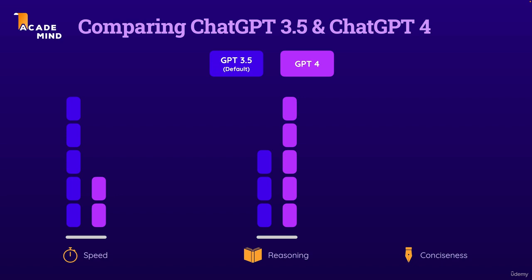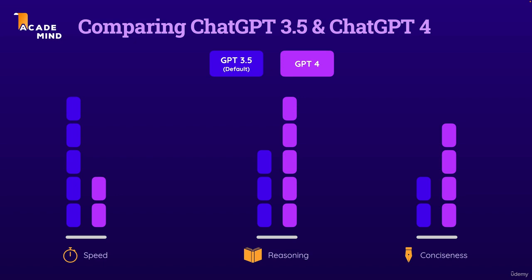The same applies to the conciseness category. There, ChatGPT-4 is also way stronger than ChatGPT 3.5. Conciseness here simply can be described as efficiency. ChatGPT tries to provide the output with all required information with as few words and as few tokens as possible. So to summarize this slide, 3.5 is the faster model, but 4 is the more powerful model.